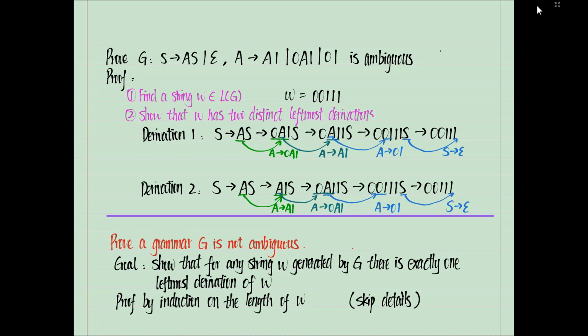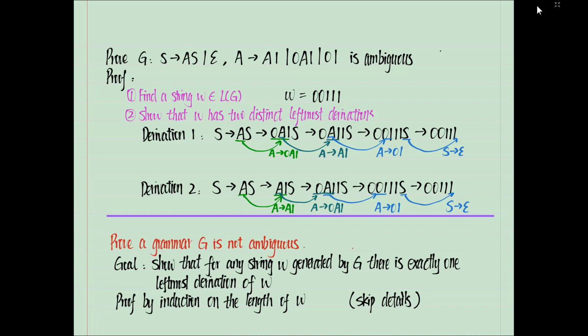00111S. Notice this string has my string w as a substring. So the next rule applied is to eliminate this variable S. So I apply S to epsilon to result in the final string 00111. This is the first derivation of 00111, and it's a leftmost derivation because I apply the grammar rules to the leftmost variable at each step.